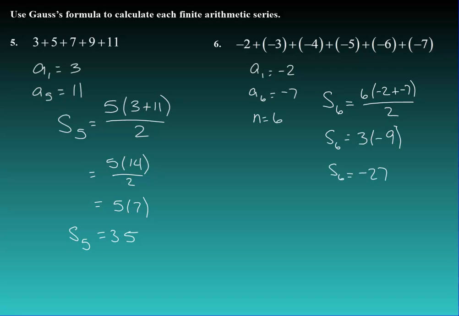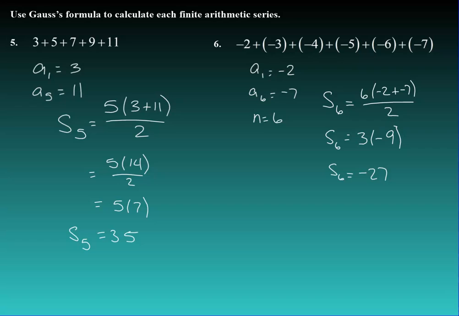Hopefully you saw the first term was -2, the last term was -7. You figured out there were 6 terms. You plugged the values in and found that S sub 6 is -27. And that's how you use Gauss's formula to calculate a finite arithmetic series.